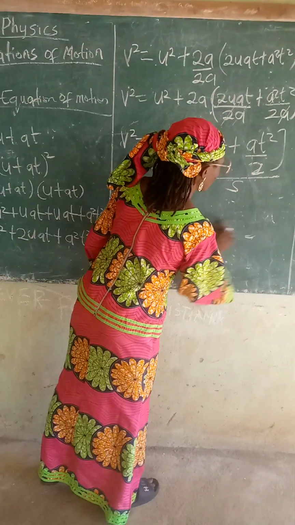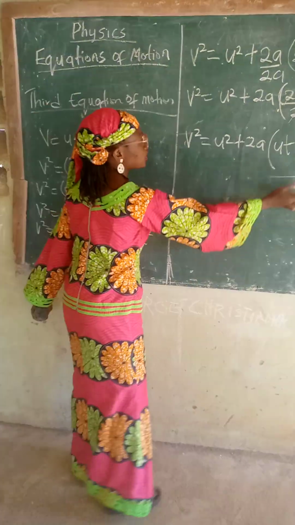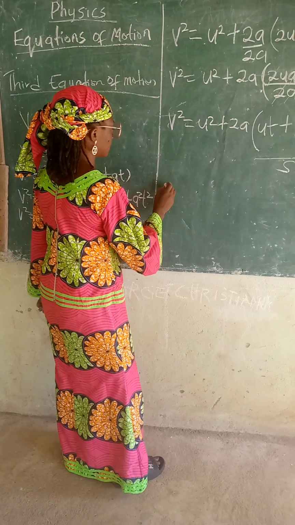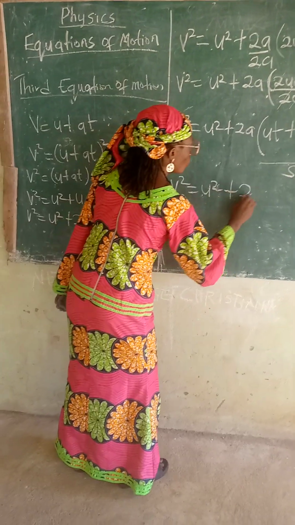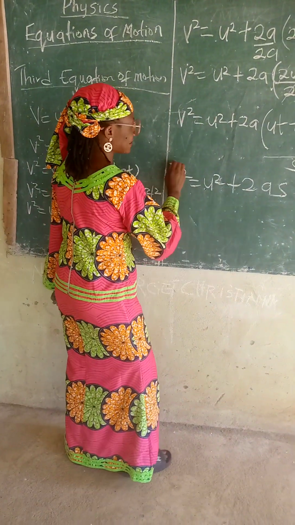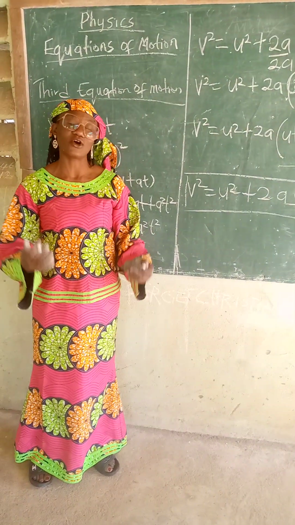Since we understand that S is equal to UT plus half AT squared, we can substitute S to replace the whole of this, and then we have V squared is equal to U squared plus 2AS. And this is the third equation of motion.